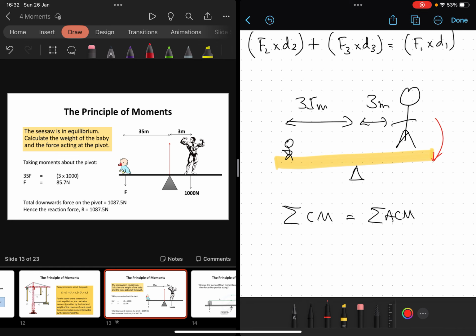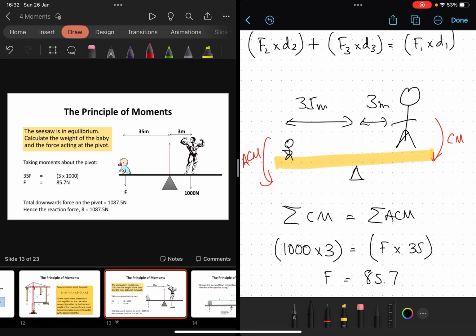The big guy producing the clockwise moment, the little guy producing the anti-clockwise moment. And they're going to be equal to each other. So the big guy's got a force, which is his weight or her weight of 1,000 newtons, 3 meters away. And the little guy has got a force that we don't know what that is, but he or she is 35 meters away. So we can solve that quite easily then, and we can figure out that as long as that little guy has a weight of 85.7 newtons, then that seesaw is going to be in equilibrium.